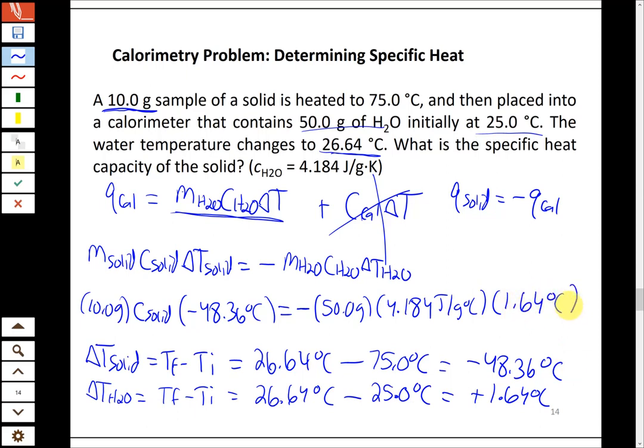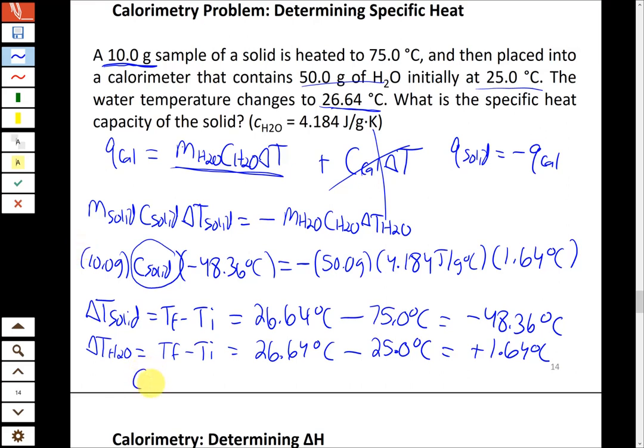All right, so now we just have to multiply, divide, and get the heat capacity of our solid. So we do some algebra and find that the heat capacity of the solid should be 0.709 joules per gram degree Celsius. So it's just setting up MC delta T for both things. Put a minus sign on one side, doesn't matter which side of the equation the minus sign is on, and then solve for your unknown, which in this case is the heat capacity. All right, so any questions on that?